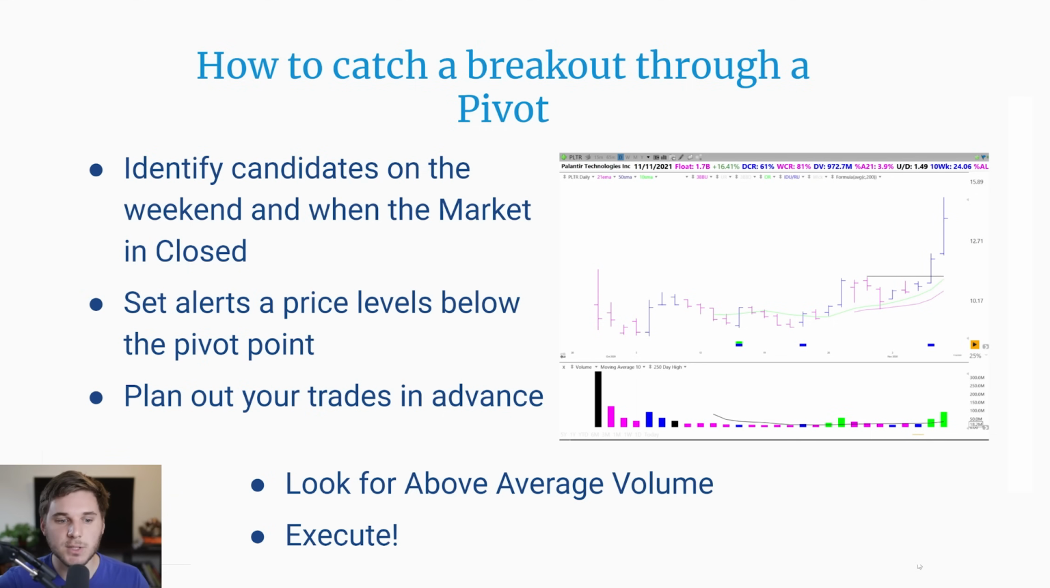Then when stocks are moving through those levels and your alerts are being triggered, look for above average volume. I use TC2000. They've got an excellent indicator of volume buzz, which basically is volume run rate. And I always want to see that to be at least 100%, twice the daily average volume run rate at that point. Then all that's left is to execute your planned trade and either have a profit right away or get stopped out for a small loss, or basically wait for the stock to pick a direction if it squats that first day. So that is how to catch a breakout through a pivot.